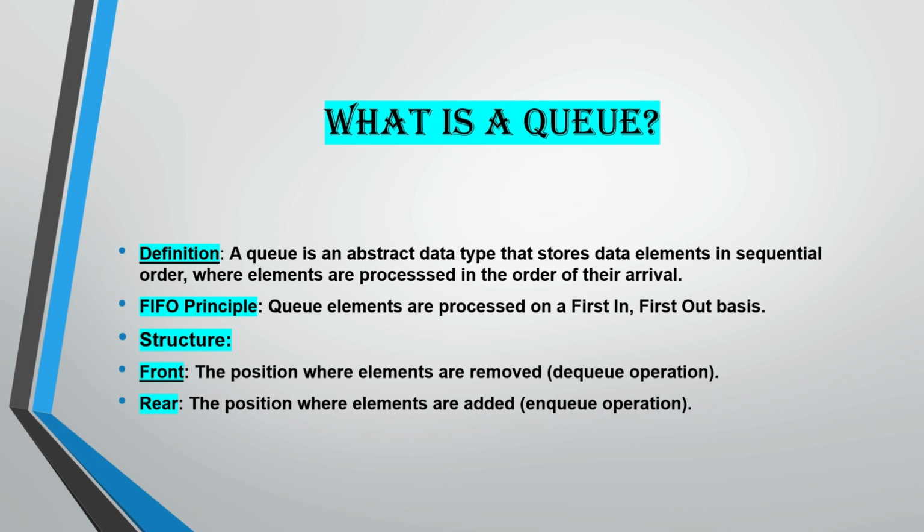Now let's discuss what is a queue. A queue is an abstract data type that stores data elements in a sequential order, where elements are processed in the order of their arrival. It follows the FIFO principle. Queue elements are processed on a first in, first out basis. The structure of a queue is front and rear. Front, the position where elements are removed, and rear, the position where elements are added.